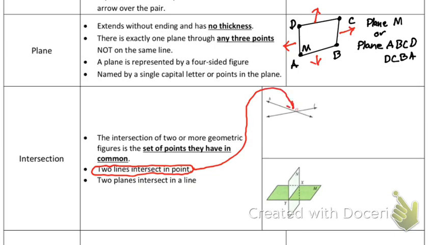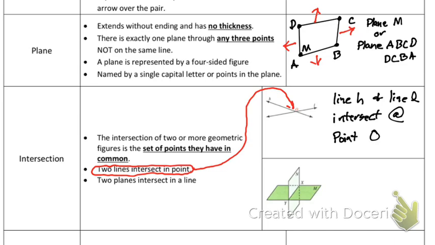Note those 2 lines there. They intersect at point O. So line H and line L intersect at point O. So when two lines intersect, they're going to intersect at a point.